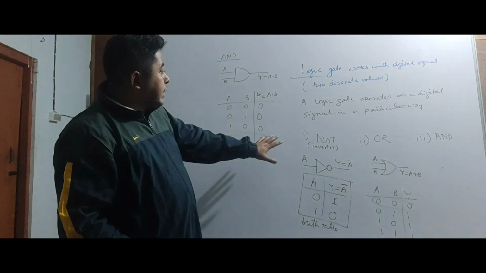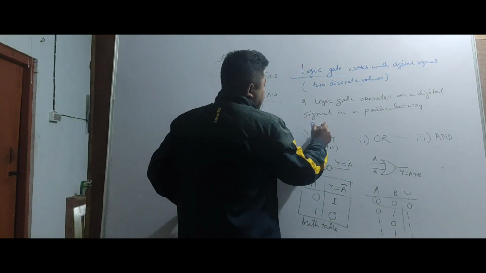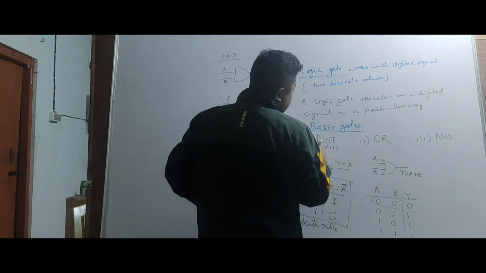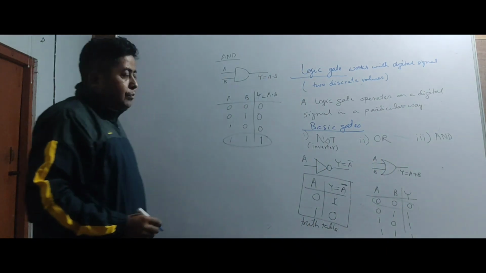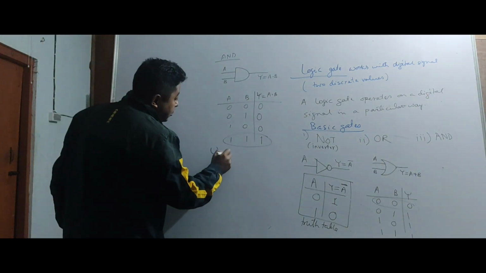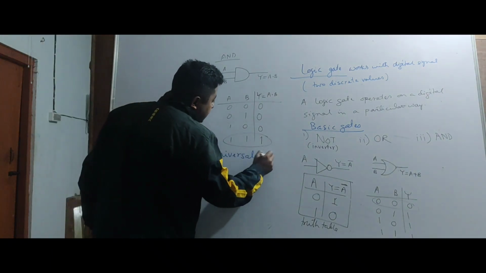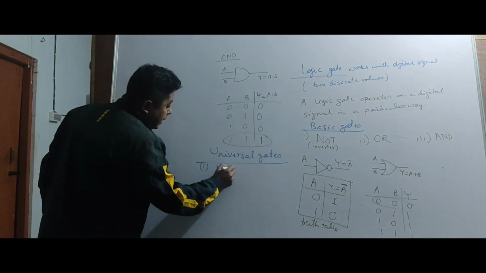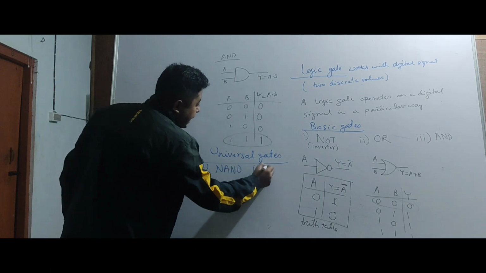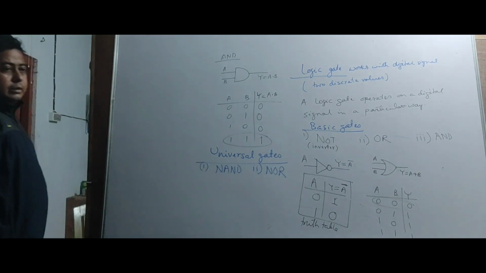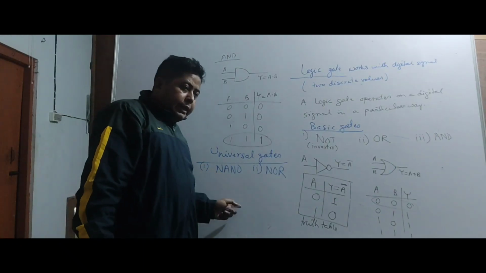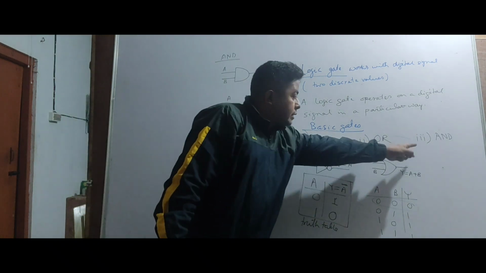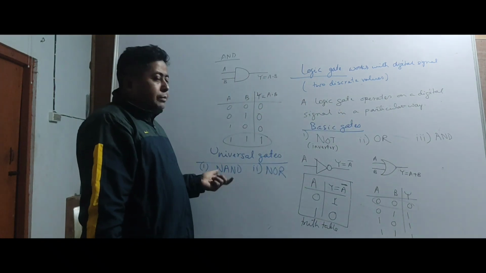Okay, these gates are called basic gates. These are called basic gates. So there are 3 basic gates: NOT, OR, and AND. There are 2 other gates called universal gates. Okay, these are number 1, NAND, and the other one is called NOR. These are called universal gates because you can get all these basic gates by using any one of them.